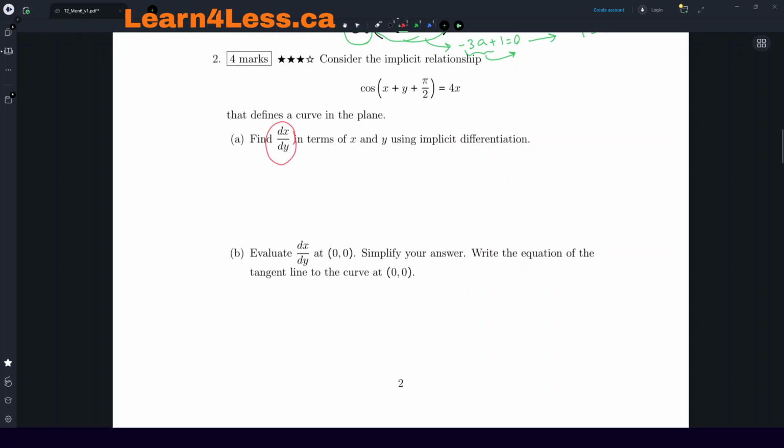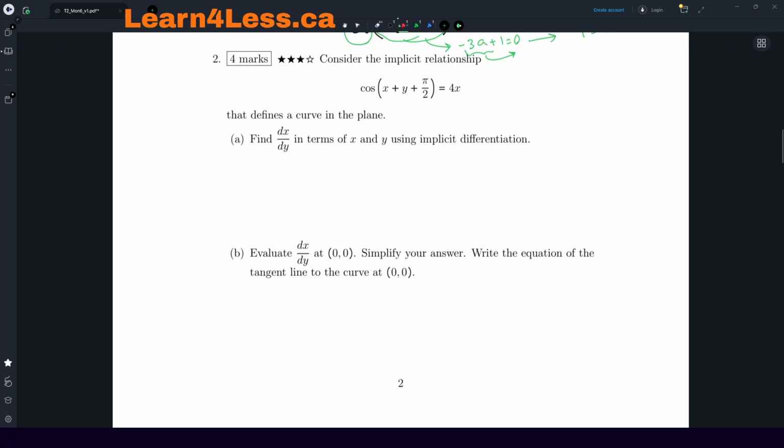They said dx over dy. Most of the time, conventionally, we see dy over dx. But everything is basically the same. Dx over dy is taking the derivative of x with respect to y. So let's take the derivative of these with respect to y, basically what you see in the denominator of these.